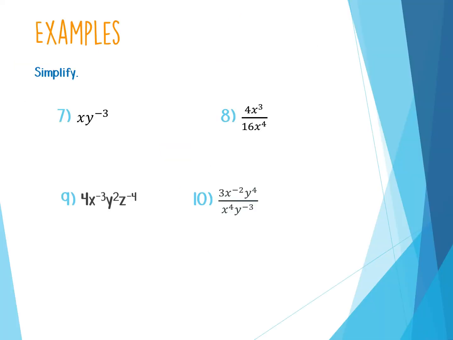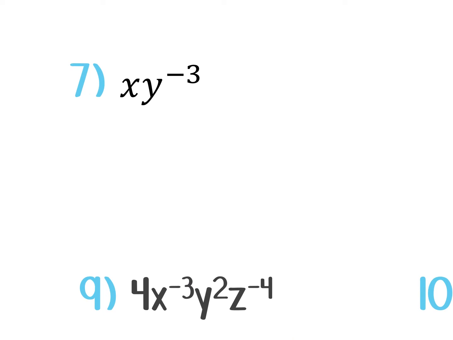More examples. So here for number 7, again, be careful. The only thing that's being raised to the -3 power is the y. The x has the assumed power of 1 here, so it's going to stay on the top. So it's going to become x, and then the only thing that moves to the denominator is the y to the 3rd.